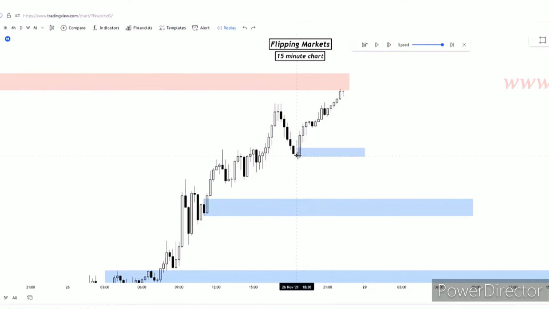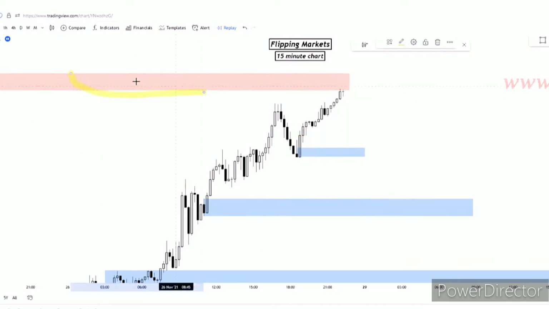And after the pullback, it created a break of structure to the upside again from this demand zone. But actually, I refined this zone on the 5-minute chart because we are currently on the 15-minute chart. But we'll talk about refinements in the next video. Okay, so we have this demand zone that created the last break of structure to the upside. And this demand zone pushed the price up to the supply zone.